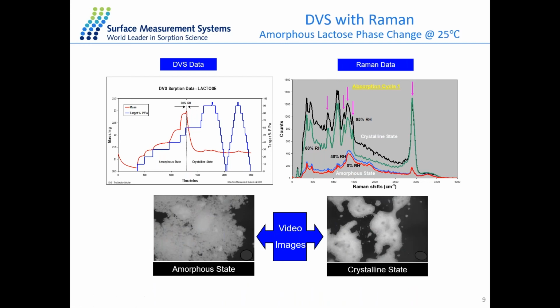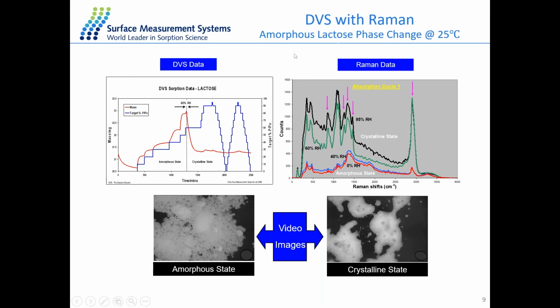And another option is DVS integrated with Raman spectroscopy, where we can take the spectra at the end of each humidity stage when the sample is reaching equilibrium. Then we can get both the DVS data and the Raman data, as well as the video sample images at the same time, running a full DVS experiment.